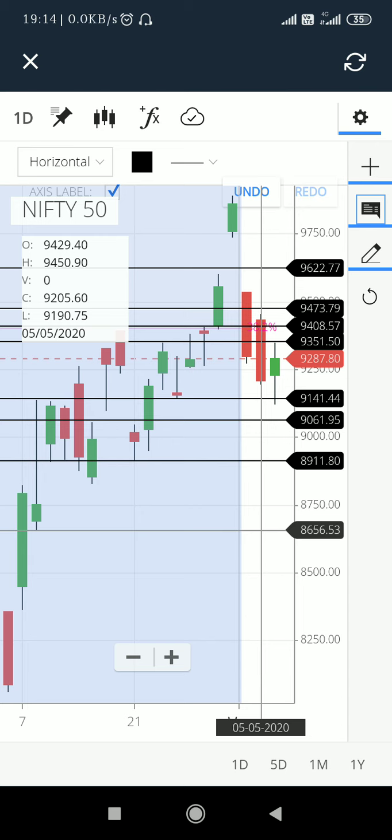Okay, if you don't know how I mark these levels, or how I mark the line of best fit, and how I say the high and low, there's a link in the description on how I plot the levels, you can definitely go and check it out. That would be more helpful for you. So that is the Nifty 50 analysis. Now directly go to the option chain.